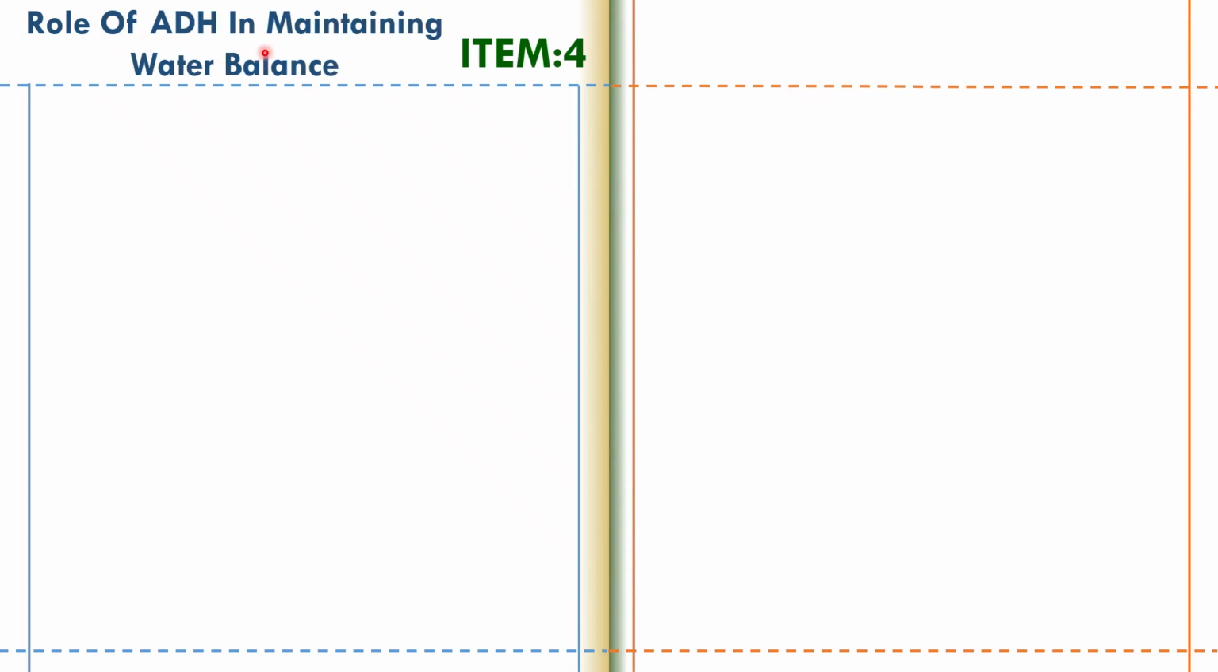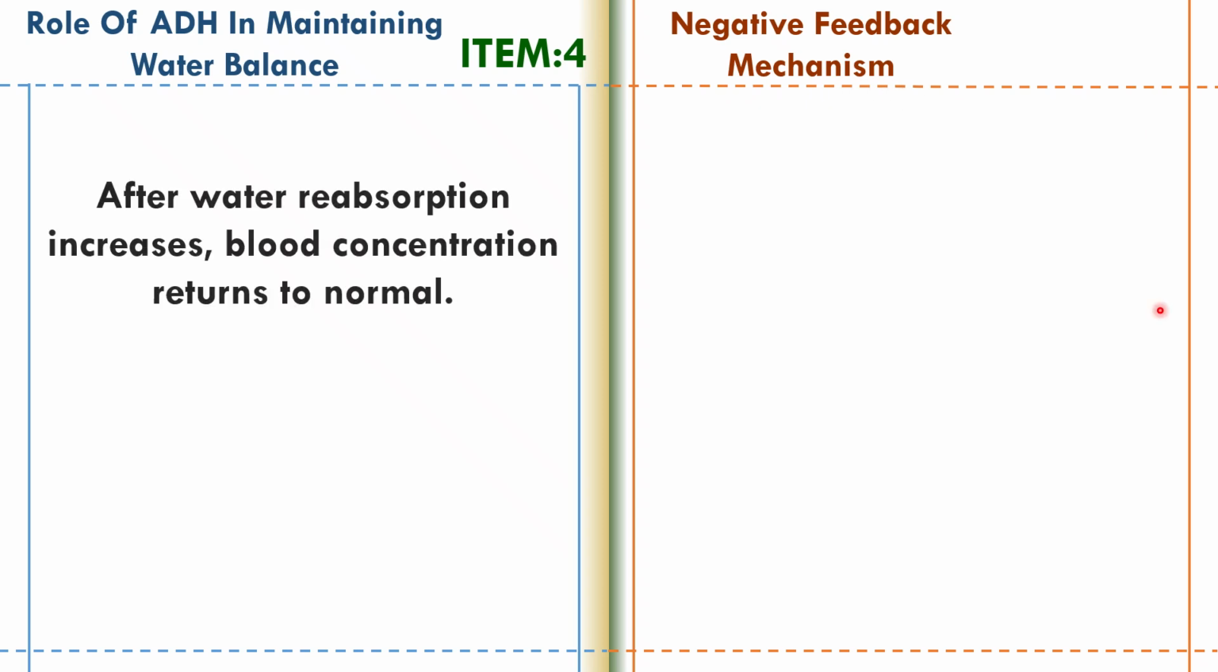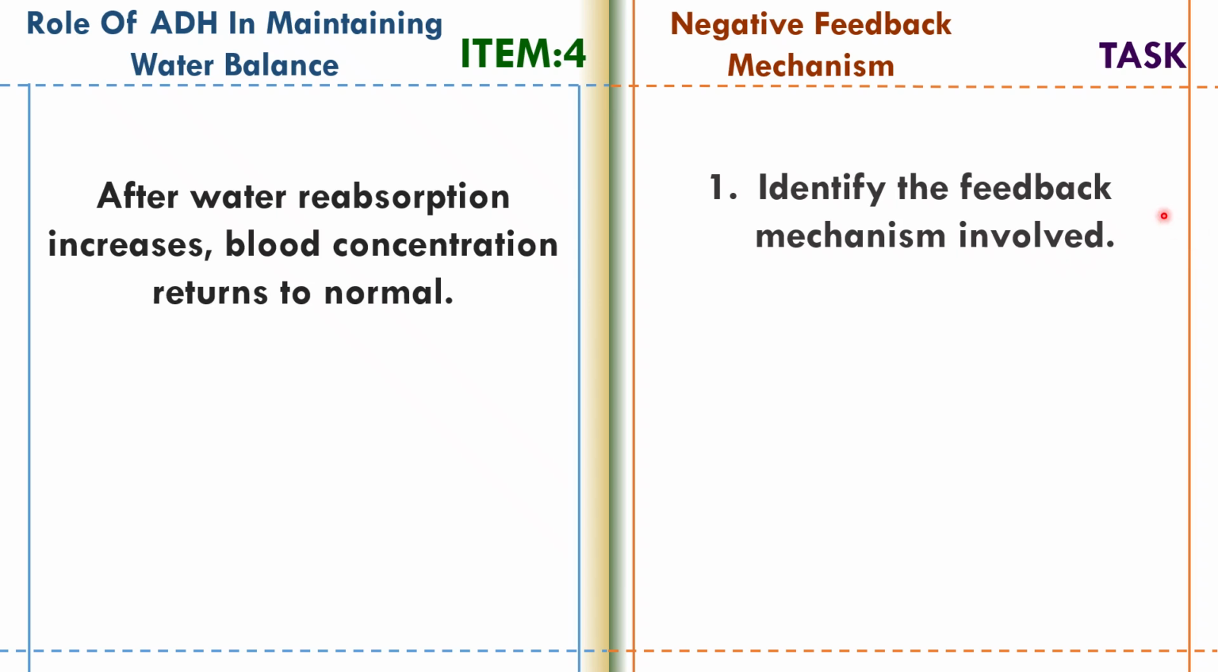The role of ADH in maintaining water balance, item 4. Negative feedback mechanism. After water reabsorption increases, blood concentration returns to normal. Task: identify the feedback mechanism involved. Explain its significance.